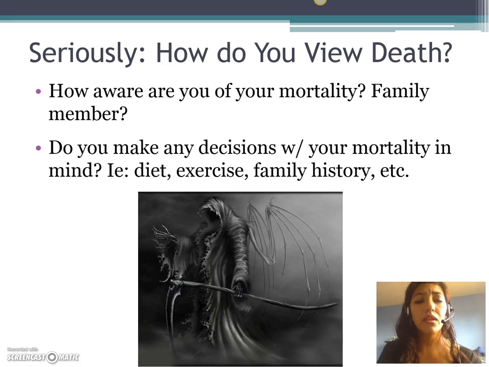So those are things to think about, and I wanted to know how you view it, because sometimes we have this fascination for life and other people have this fascination for death. So I want to discuss that in class and see where your thoughts are.